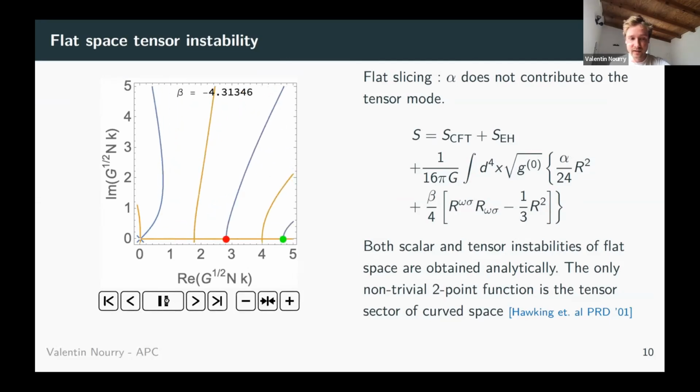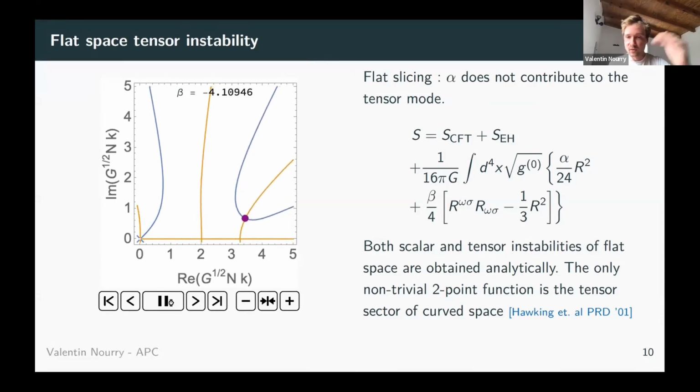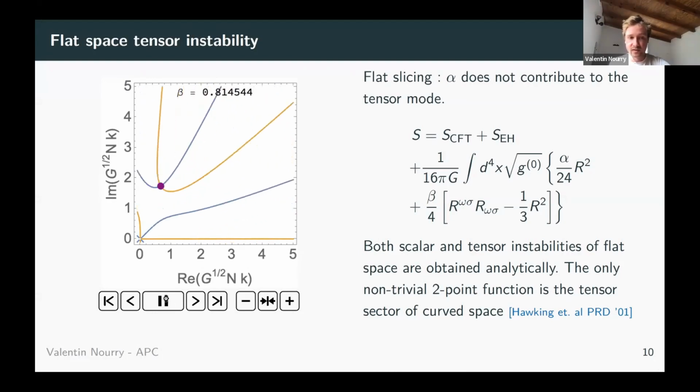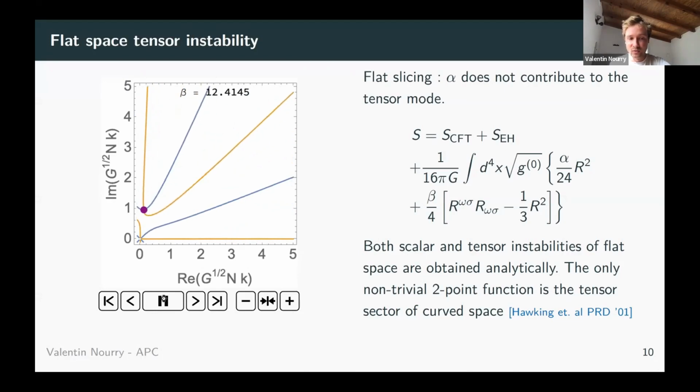So when I vary beta, you will see that two unstable poles will merge on the real axis, and then they move off into the complex plane. It's still an instability. And then when beta is increased up to infinity, it will go to the origin. So the conclusion of this is that flat space is always unstable because there is always a real part for K. And it's only stable in the asymptotic limit when beta is infinite. So we can do the same for curved spaces with the different stability criteria.